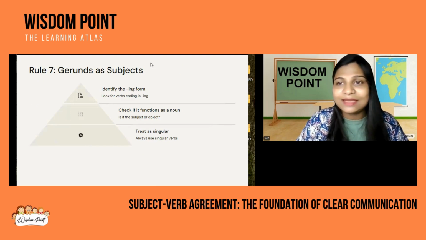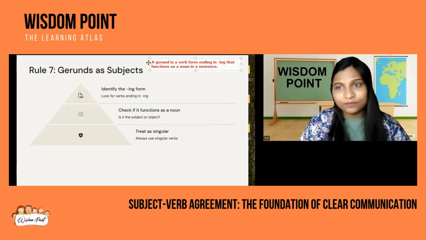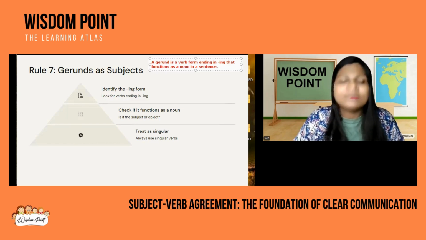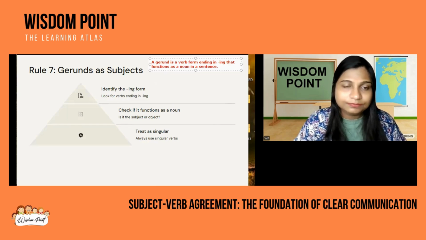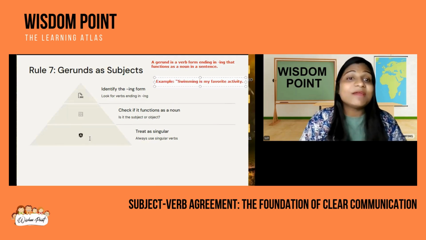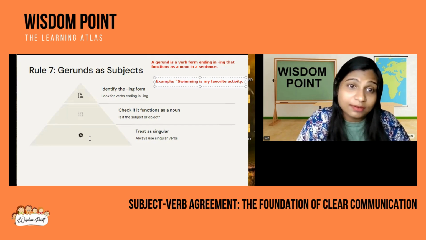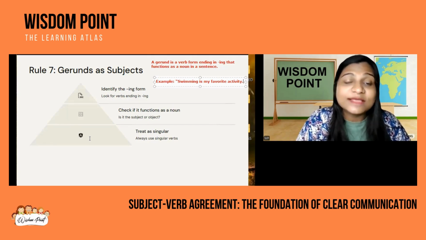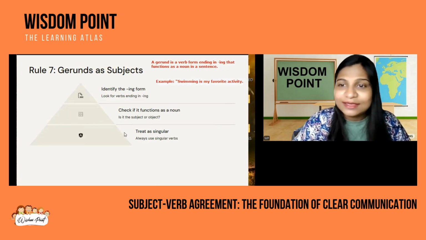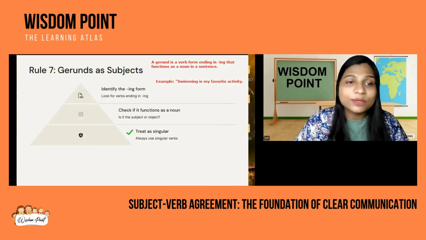So you will understand that in a given sentence, a noun is there or a verb is there. You have to read a sentence and see whether the word is working as a noun or a verb. If it is working as a noun, and it has ing, it looks like a verb, it is definitely a gerund. Now, let me give you an example. Swimming is my favorite activity. Here, swimming is a gerund. This is functioning as a subject, so it takes the singular verb. Always remember one thing, a gerund is always treated as singular. So it is going to take your singular verb.